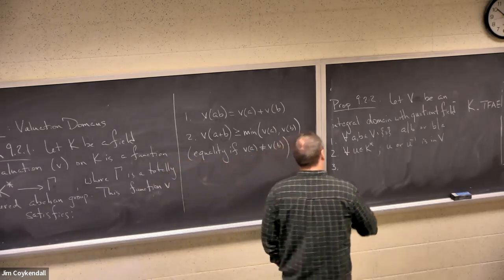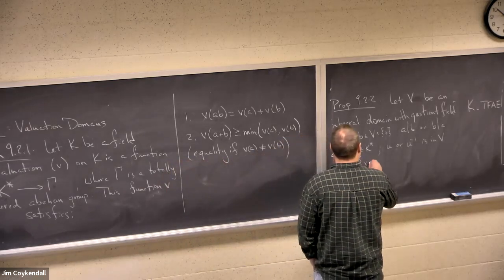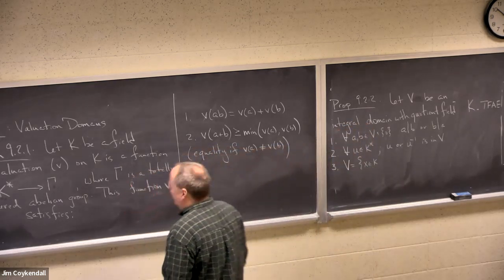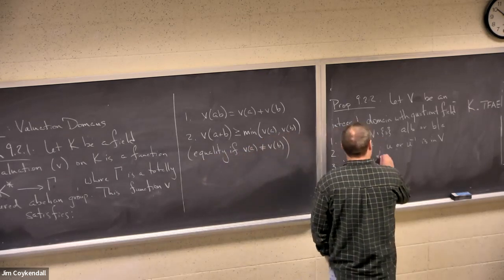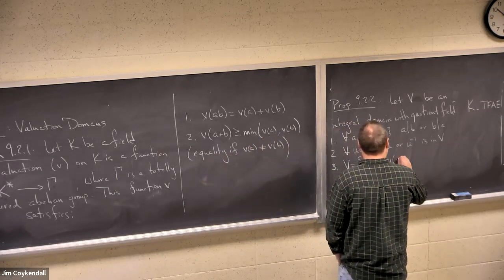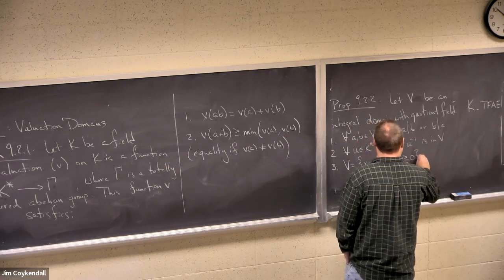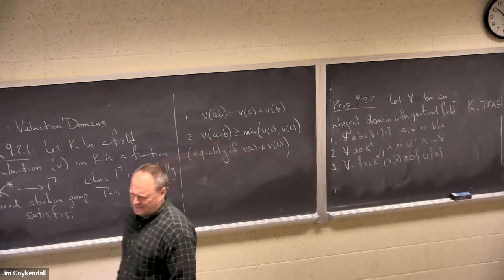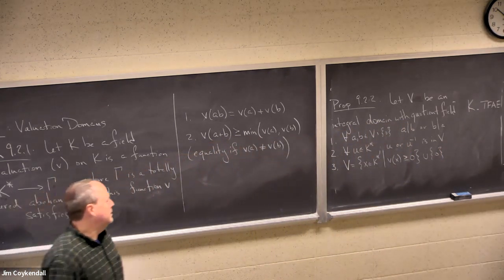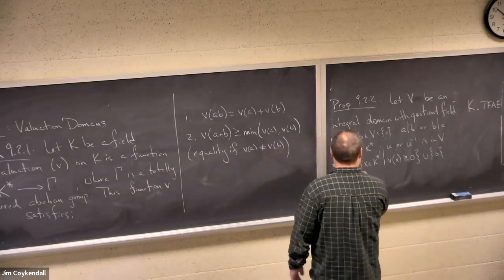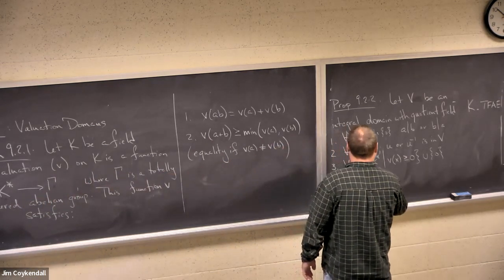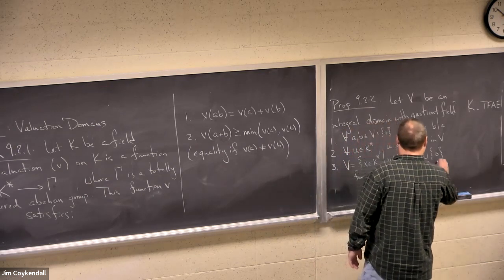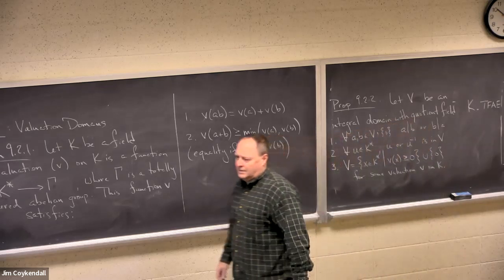And number three, V is the set of X in K star such that the value of X is greater than or equal to 0, for some valuation on K.